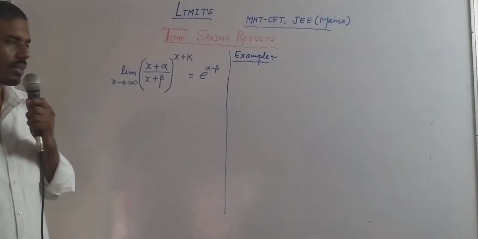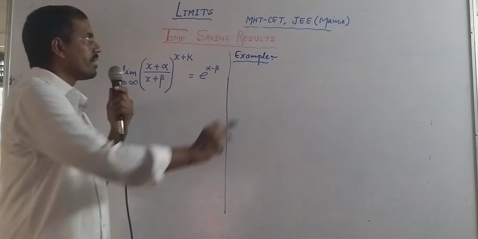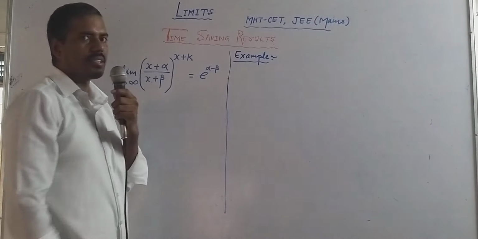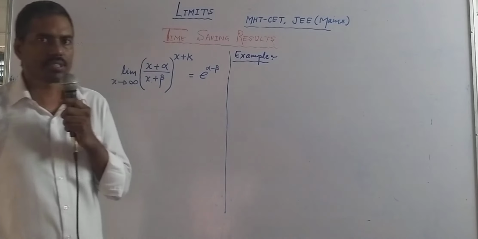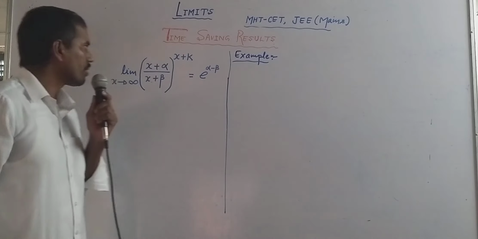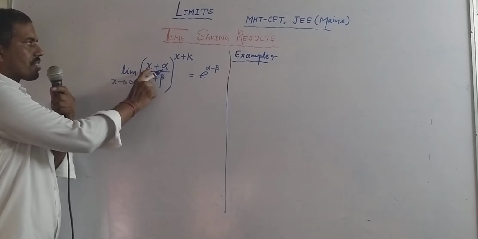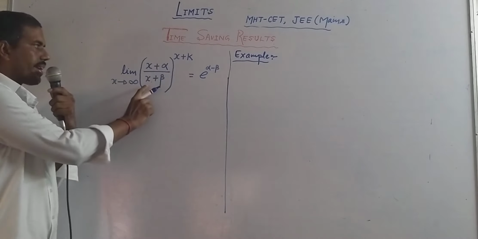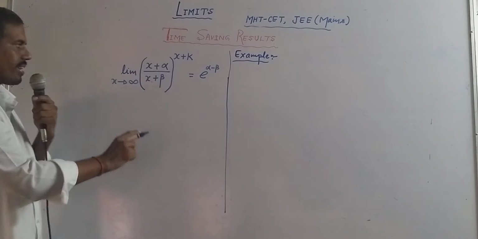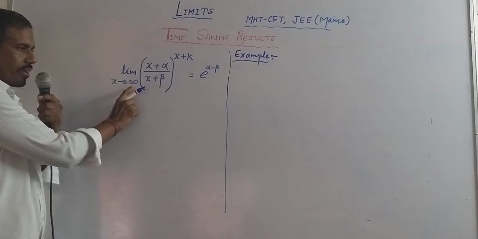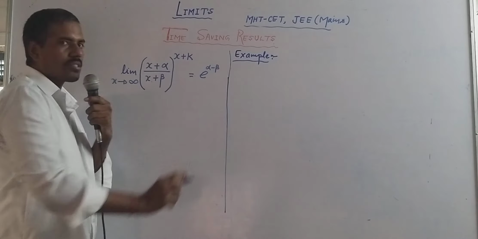Learn about a time saving result which is applicable in MHT CET, JEE Mains and in other entrance examinations for engineering. Here the result is written as limit of ((x plus alpha) divided by (x plus beta)) to the power x plus k as x tending towards infinity. This is equal to e to the power alpha minus beta.